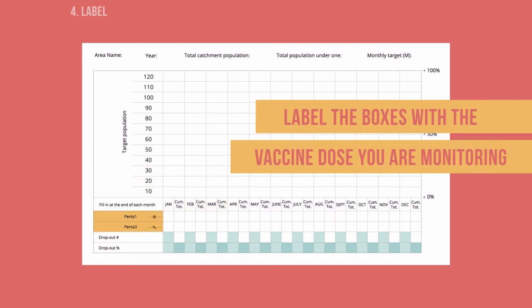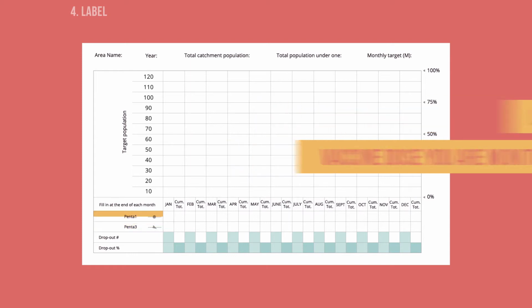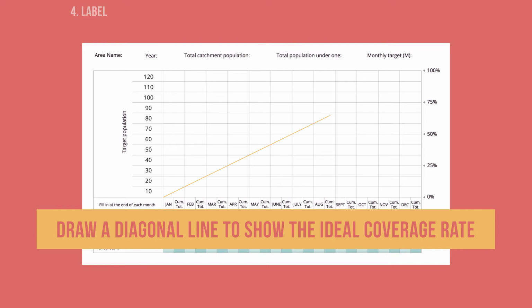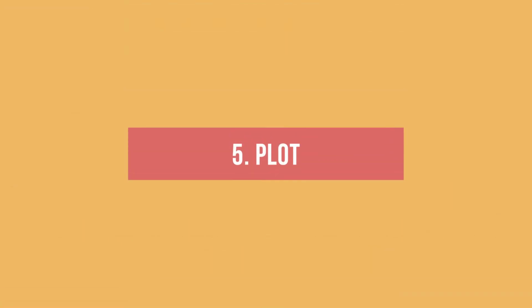Label the boxes at the bottom with the name of the vaccine and dose or doses you are monitoring. Draw a diagonal line from 0 to the top right corner corresponding to the total number of targeted population to show the ideal coverage rate if you vaccinated every targeted infant by the end of the year.